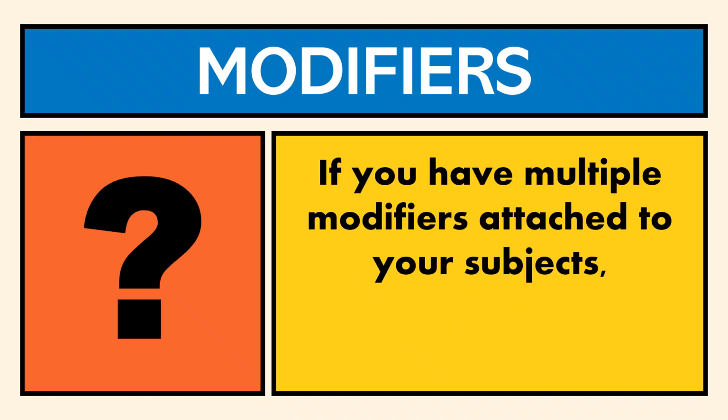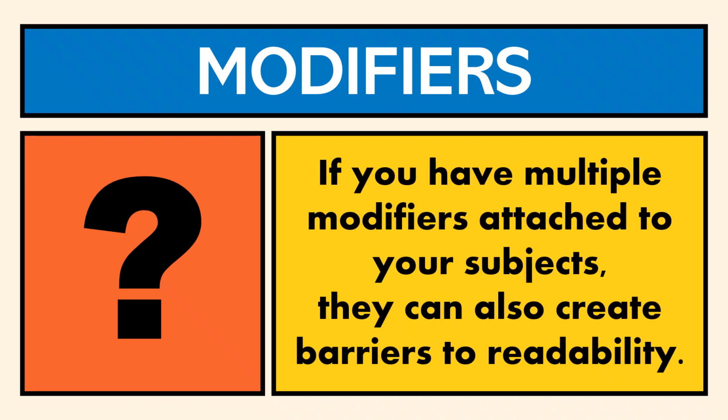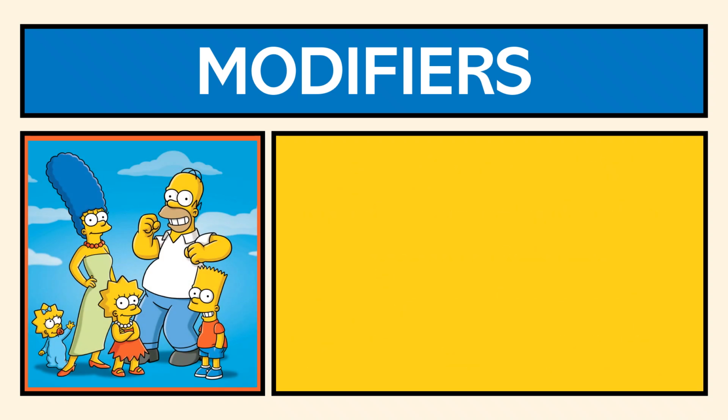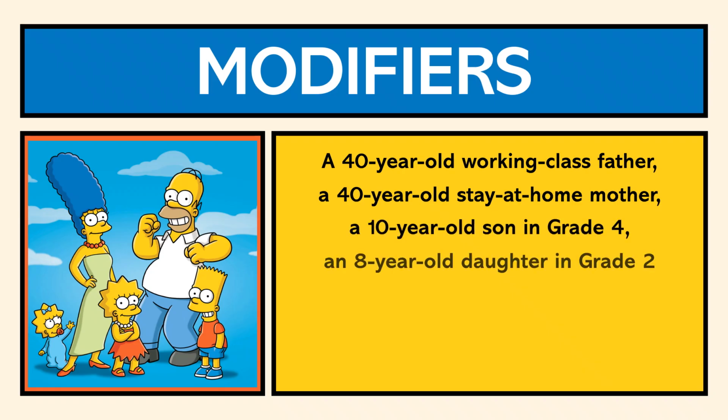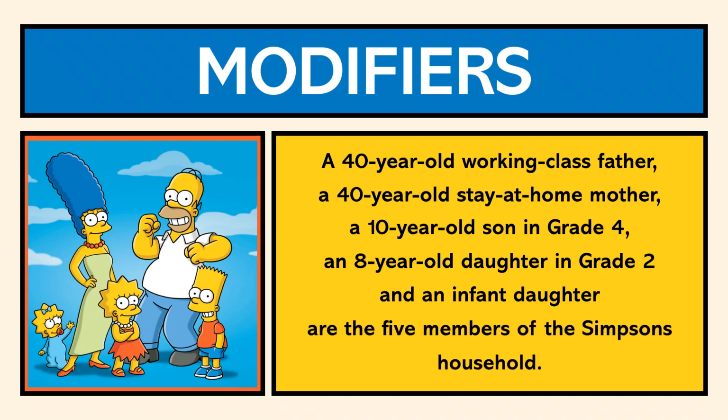So if you have multiple modifiers attached to your subjects, they can also create a barrier to readability. Let us take a look at an example using The Simpsons. We have a 40-year-old working class father, a 40-year-old stay-at-home mother, a 10-year-old son in grade 4, an 8-year-old daughter in grade 2, and an infant daughter, and they are the 5 members of the Simpsons household.